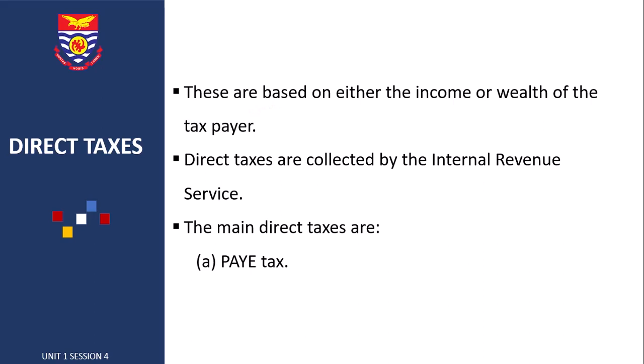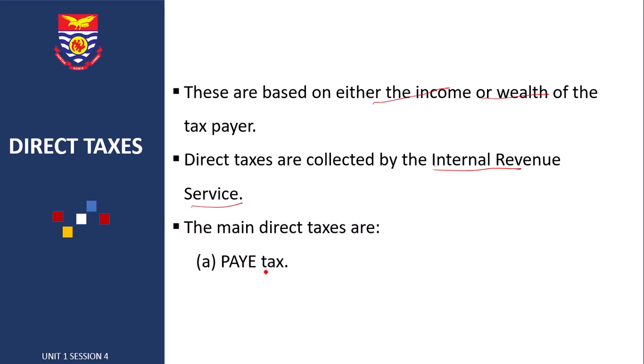So direct taxes are taxes imposed directly on income or wealth of taxpayers. They are paid directly to the government as a result of income earned or wealth owned. They are levied on persons and companies and are borne by the person earning the income. Direct taxes are collected by the Internal Revenue Service. So we have some examples of direct taxes.